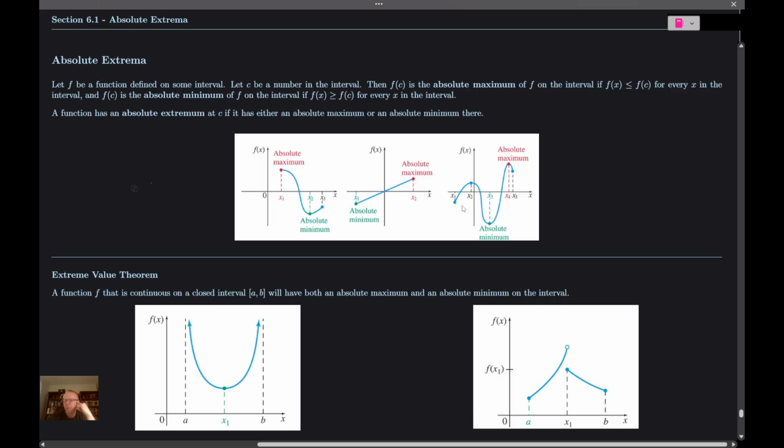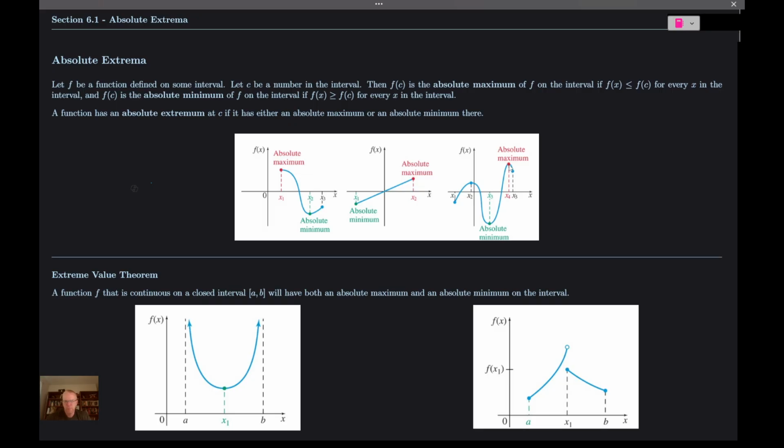This one's a little bit more interesting, I guess. So here we have an absolute minimum. This is the lowest point of this function in this domain. Here is the absolute maximum. Here we have a relative maximum, because the derivative would be 0 here, and it goes from increasing to decreasing. But the absolute maximum is greater than any other value of the function at any other point in the interval that we're looking at.